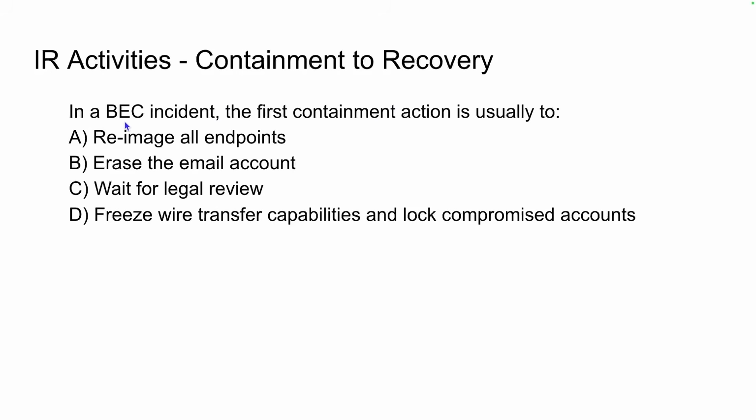In a business email compromise incident, the first containment action is usually to re-image all endpoints, erase the email account, wait for legal review, freeze wire transfer capabilities, lock compromised accounts.